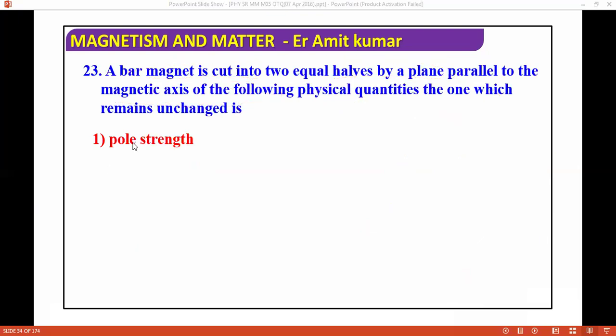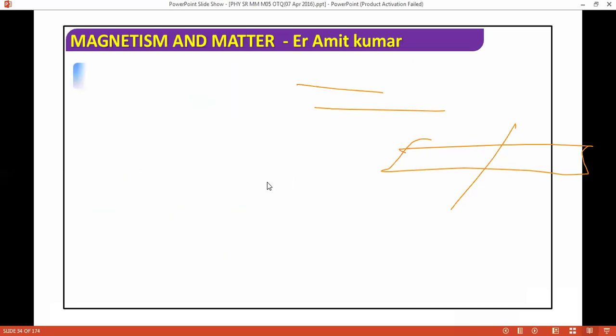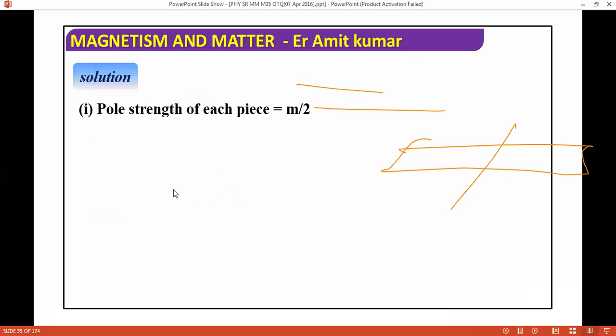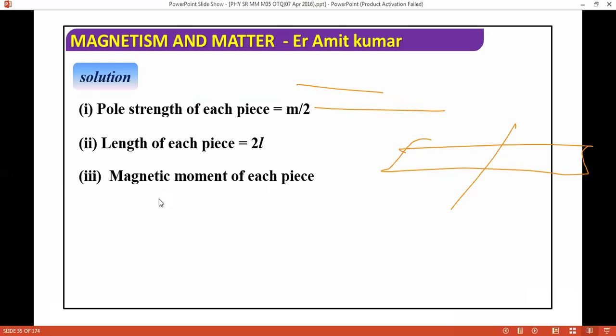Next question: a bar magnet is cut into two equal halves by a plane parallel to the magnetic axis. Of the following physical quantities, the one which remains unchanged is pole strength, magnetic moment, intensity of magnetism, or moment. If you cut the bar magnet into two equal parts, what is going to be unchanged? The pole strength of each piece is m by 2. The length of each piece is 2l. So what is the magnetic moment of each piece?